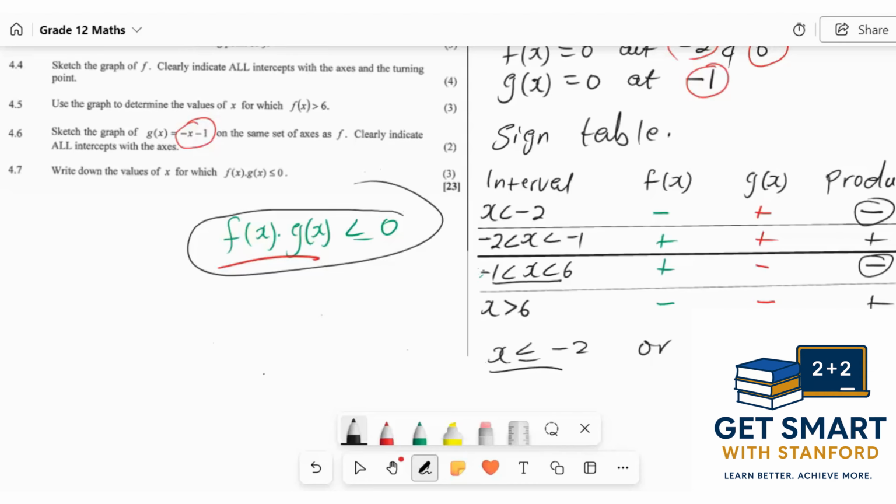And remember, questions like this test several skills at the same time. It tests your skills of differentiation, the graph interpretation, and solving inequalities. The key is to work step by step and always check your calculations.